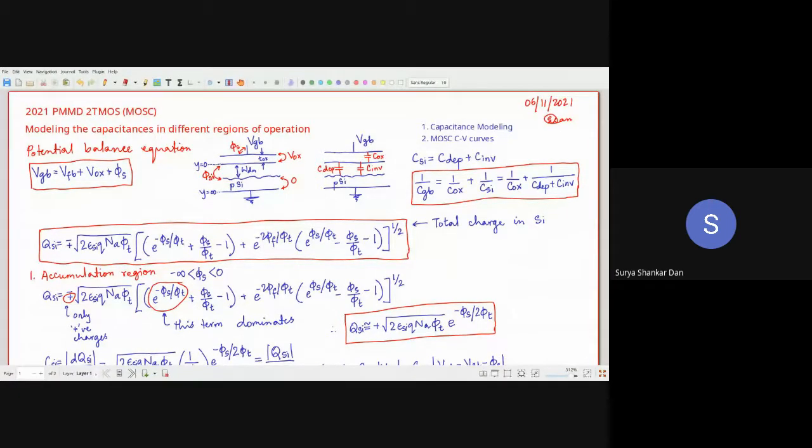Then in the previous lecture, we had obtained this relation, okay, which is essentially the total charge in the silicon or the semiconductor, okay? Now, what we are going to investigate is which portion of this big equation will dominate in the different regions of operation. Understood? So before we begin with that, let us first understand how the various potentials are dropped inside this MOS capacitor circuit or device.